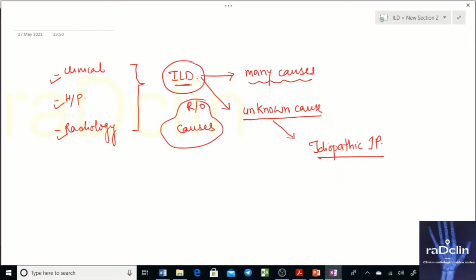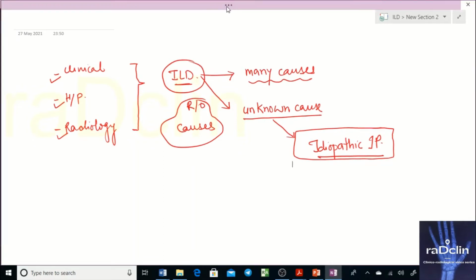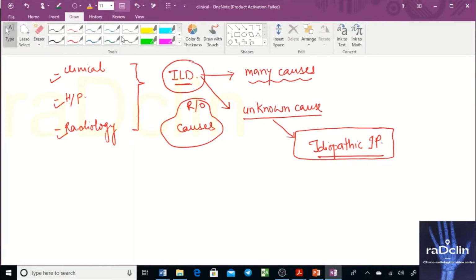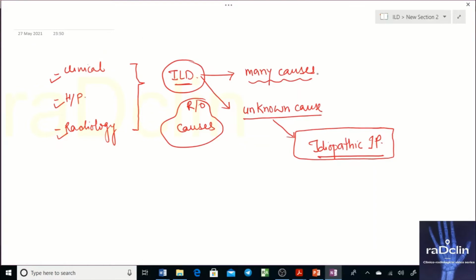Now, idiopathic interstitial pneumonia means that it is one among the etiologies. After all the etiologies you have ruled out, it becomes a diagnosis of exclusion. But an important thing to be considered is that whether it is idiopathic or it has a cause, the things are gonna be same in both of them.